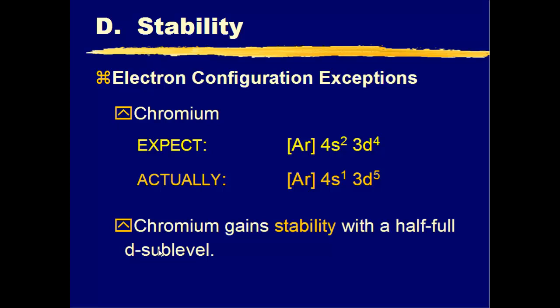What happens actually is that chromium moves one of its electrons from the 4s up to the 3d, just like copper, silver, and gold did. So instead of the 4s2 configuration, you see 4s1, and instead of 3d4, you see 3d5. I'm going to ask you the same question that I asked before. If chromium does this, what other elements would you expect to see it happening with?